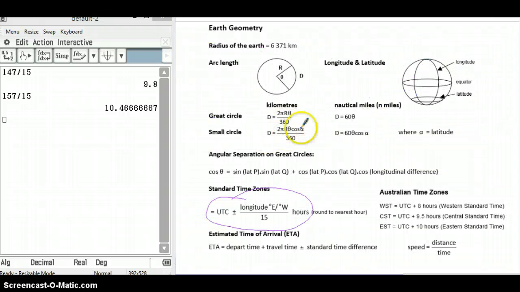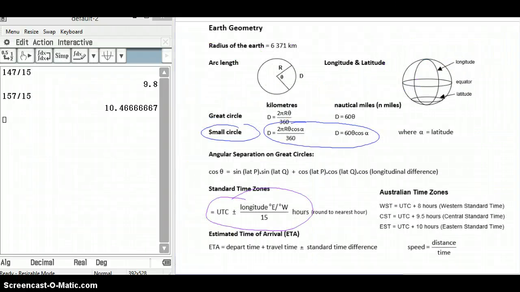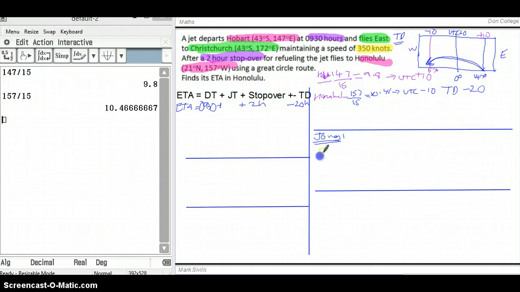If we have a look back, when we have to choose one of these 4 formulas to work out the distance, first thing we need to know is, is it great circle or small circle? And it's small circle because we're going due east. So it's one of these 2 here. Next question is, is it kilometres or nautical miles? Well, our question says very clearly here 350 knots. So that's giving us a big clue. We're travelling in knots, which is nautical miles per hour. So this is going to be our most appropriate formula: D equals 60 theta cos alpha. So that's what we need to write in next. D equals 60 theta cos alpha.